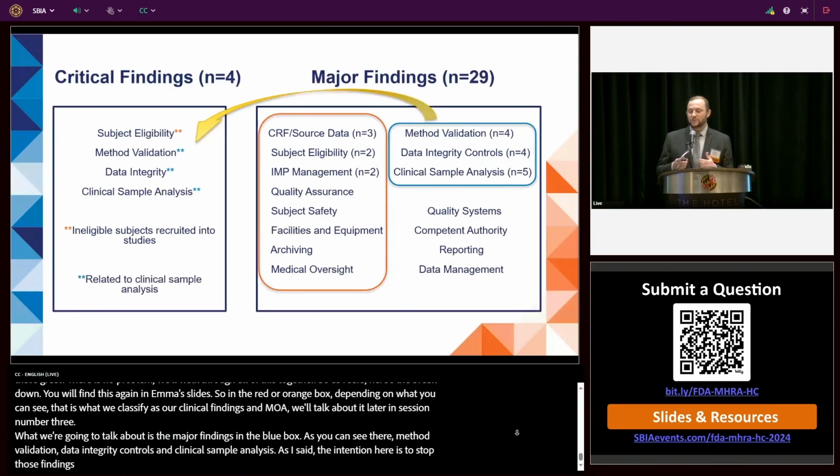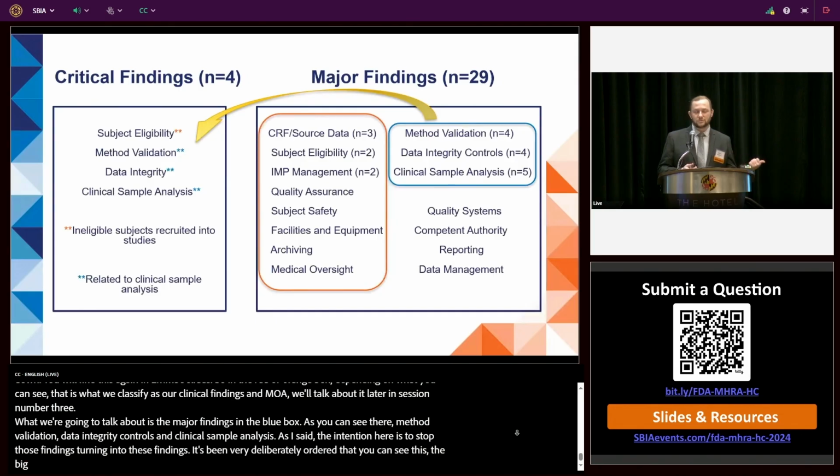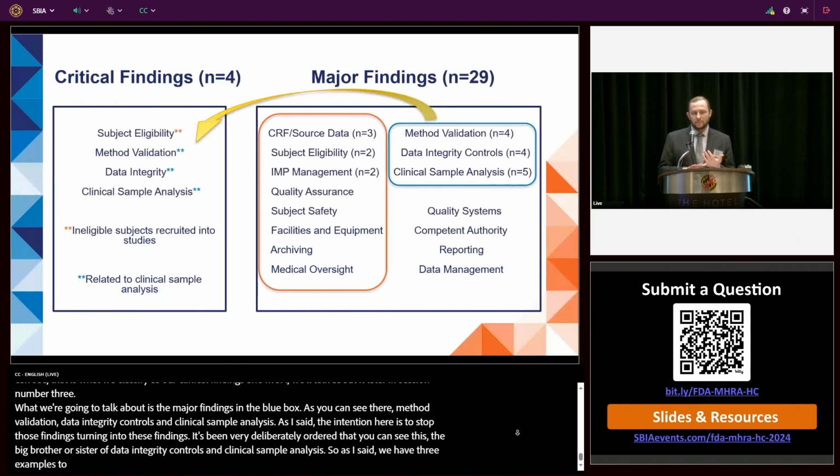It has been very deliberately ordered that you can see method validation, data integrity, which is, if you like, the big brother or sister of data integrity controls, and clinical sample analysis. So as I said, we've got 3 examples to talk you through.